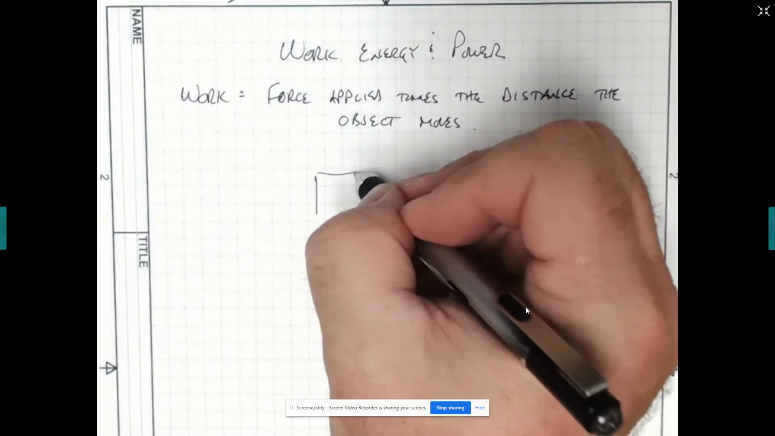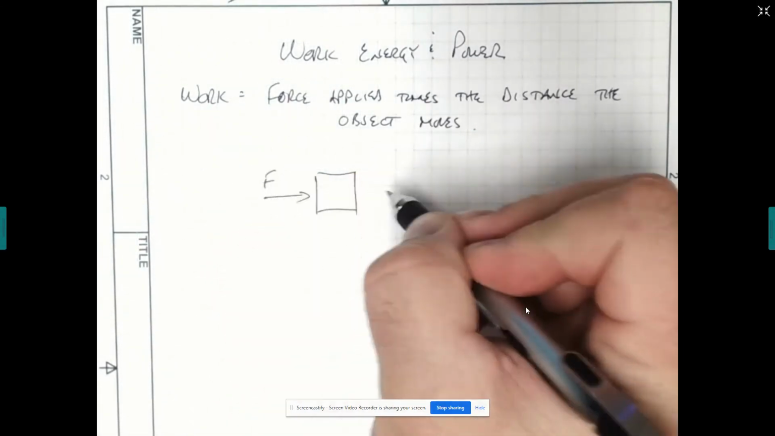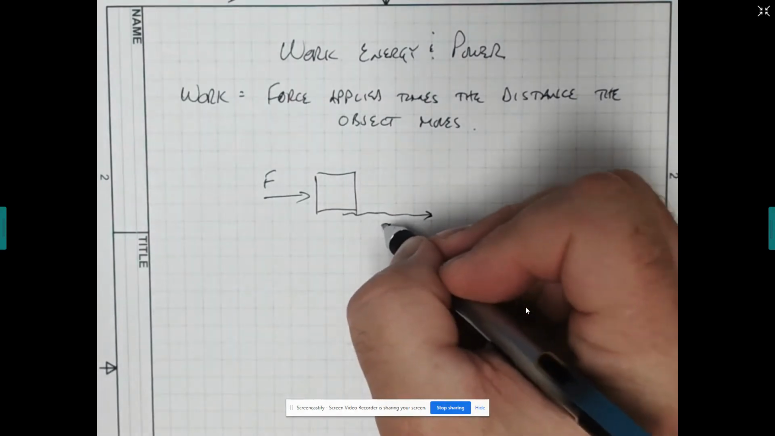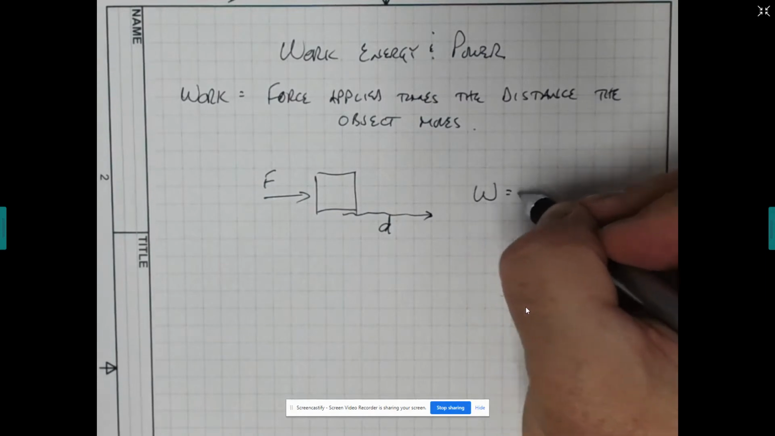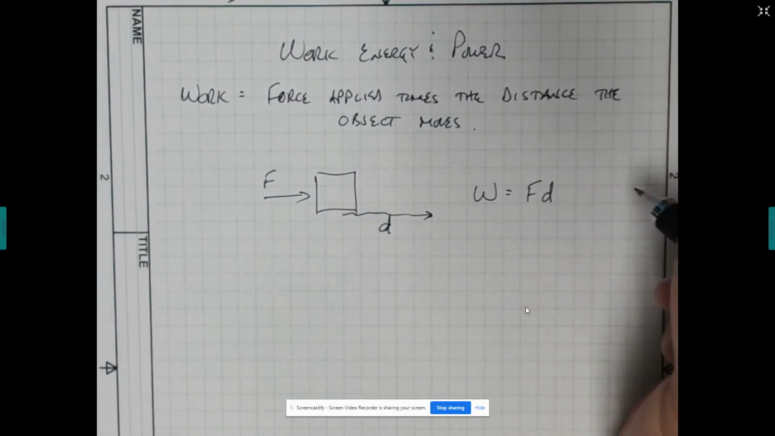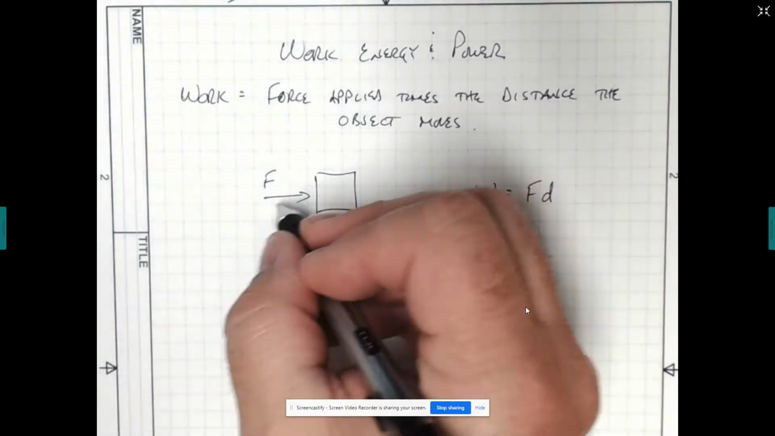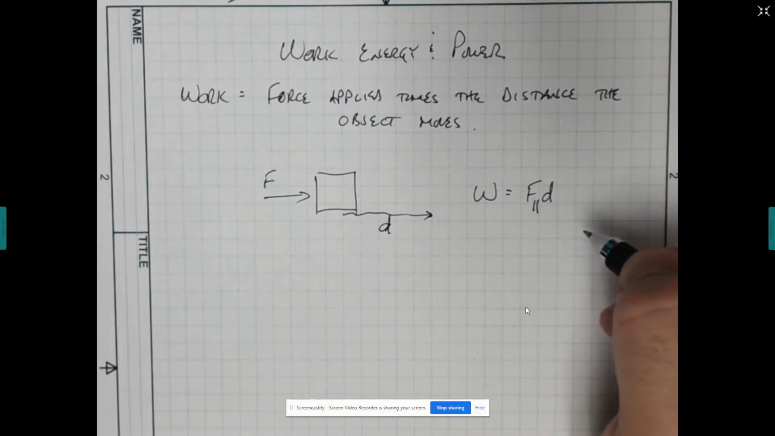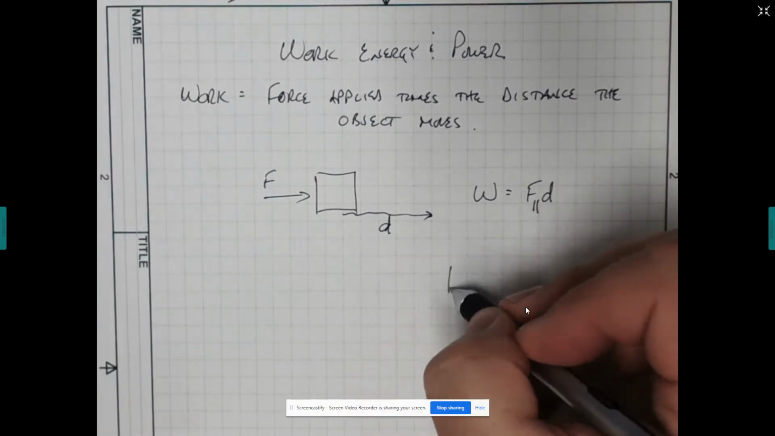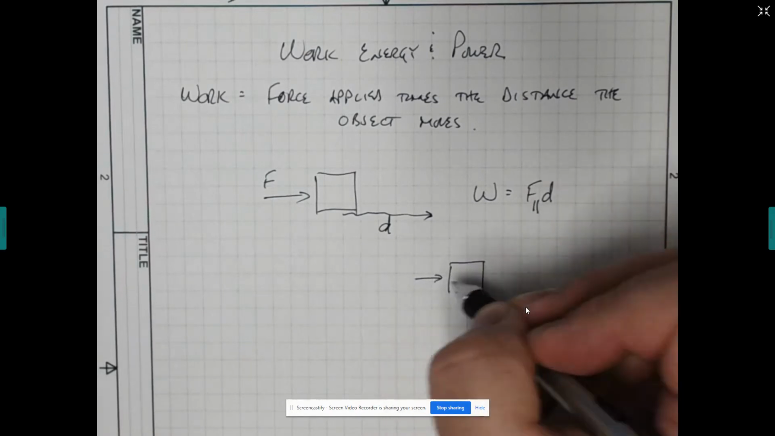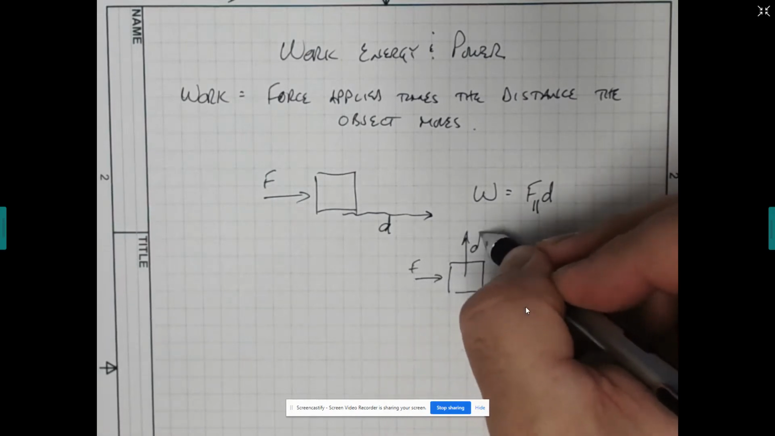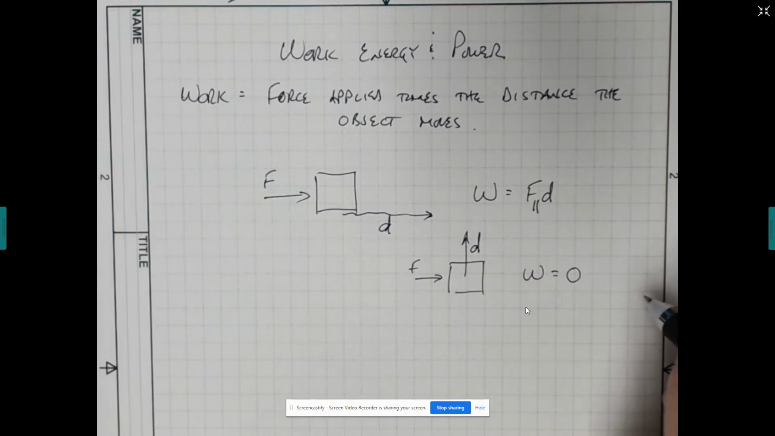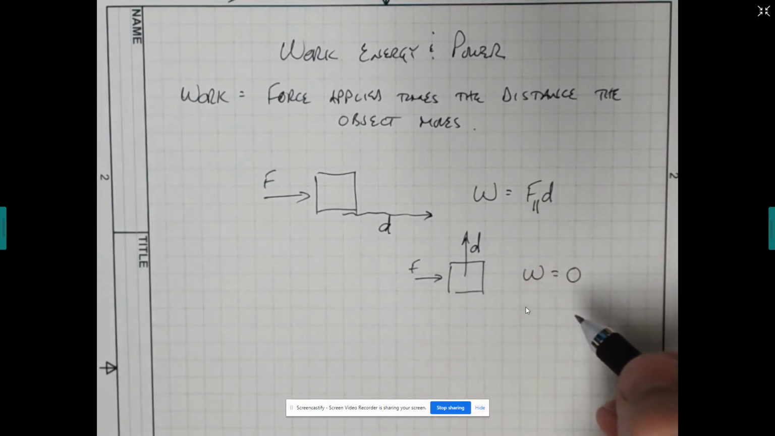Okay, so this means if I have an object and I apply a force, that object is now going to move along the floor some distance. So work is just equal to the force times that distance. Now the big thing with work is those two things, the force and the distance, must be parallel to each other. So we put this little parallel symbol in there to remind us of that. So that means if I had an object and I applied a force like this, but the object moved that way for some reason, I don't see how that could really happen, the work in this case would be zero. The force and the distance are perpendicular to each other.